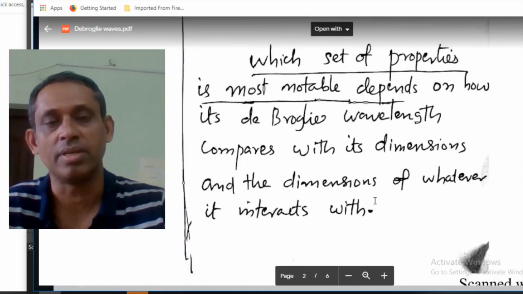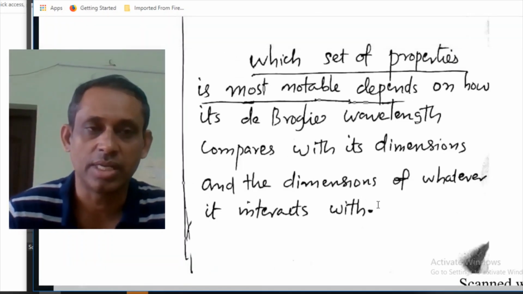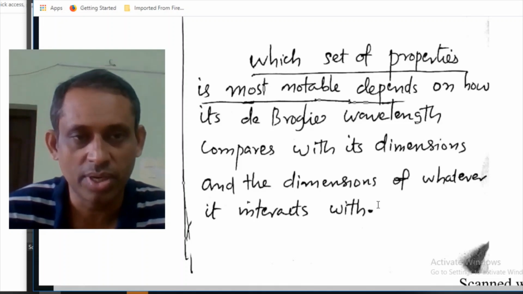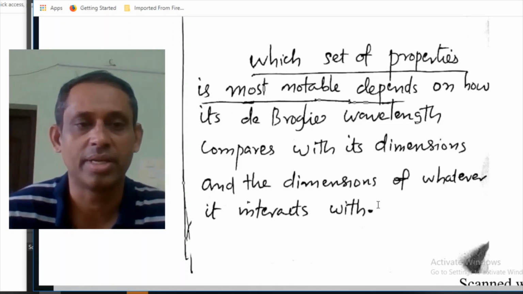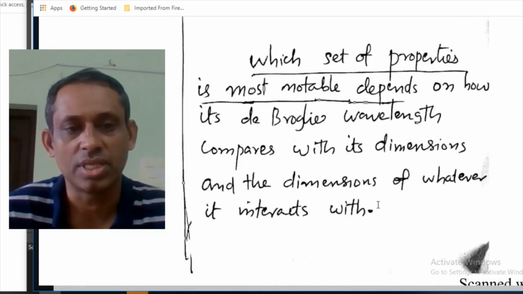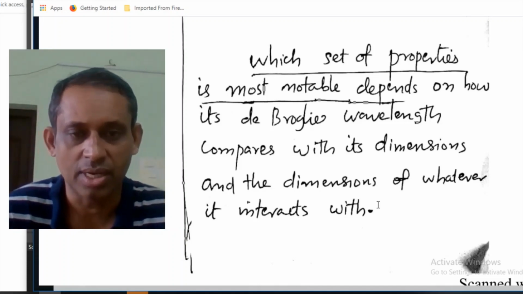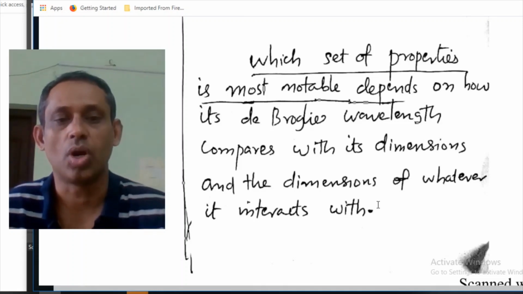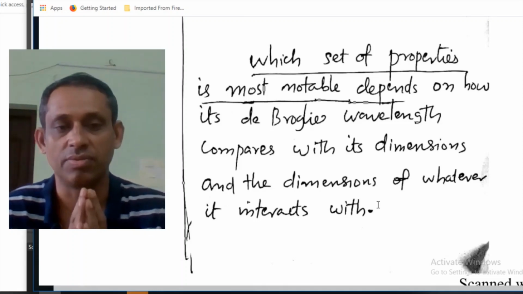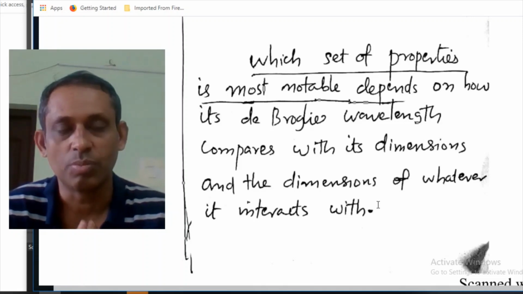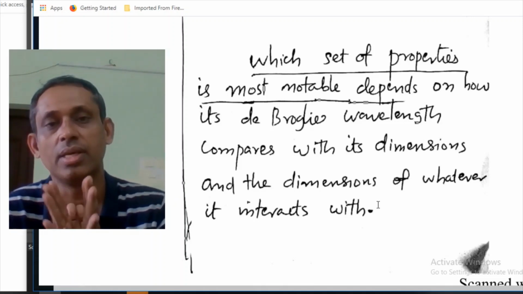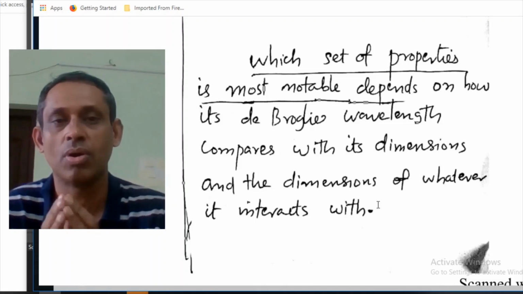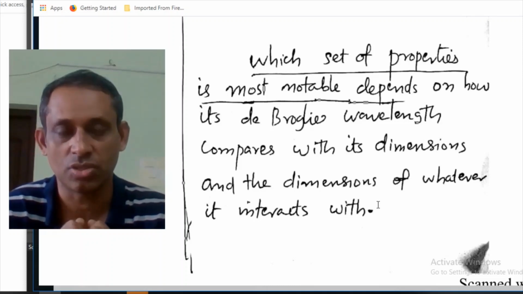So which property, the wave nature or the particle nature, becomes notable? Which property dominates is determined by the dimensions of the particle and the dimensions of whatever it is interacting with. For example, for a bullet fired from a gun, if you calculate its de Broglie wavelength, it will be very small compared with the dimensions of the bullet.